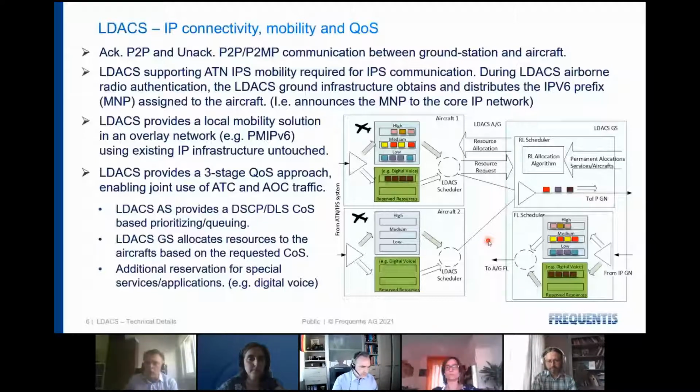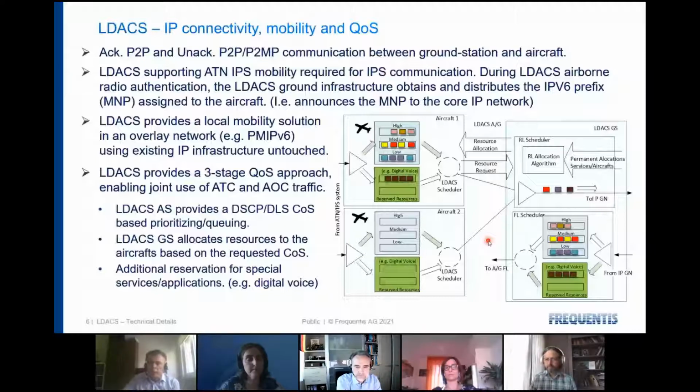Regarding quality of service, LDACS supports quality of service by managing service priorities. This allows ATS and AOC services to be handled in parallel without affecting latency of safety critical applications. The used 3-stage quality of service approach is shown in the figure here.